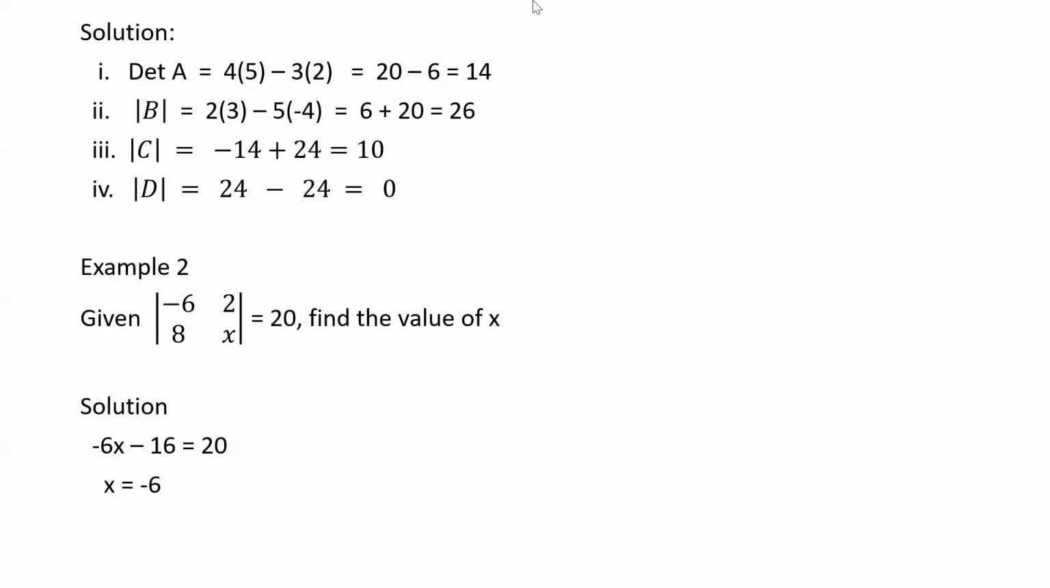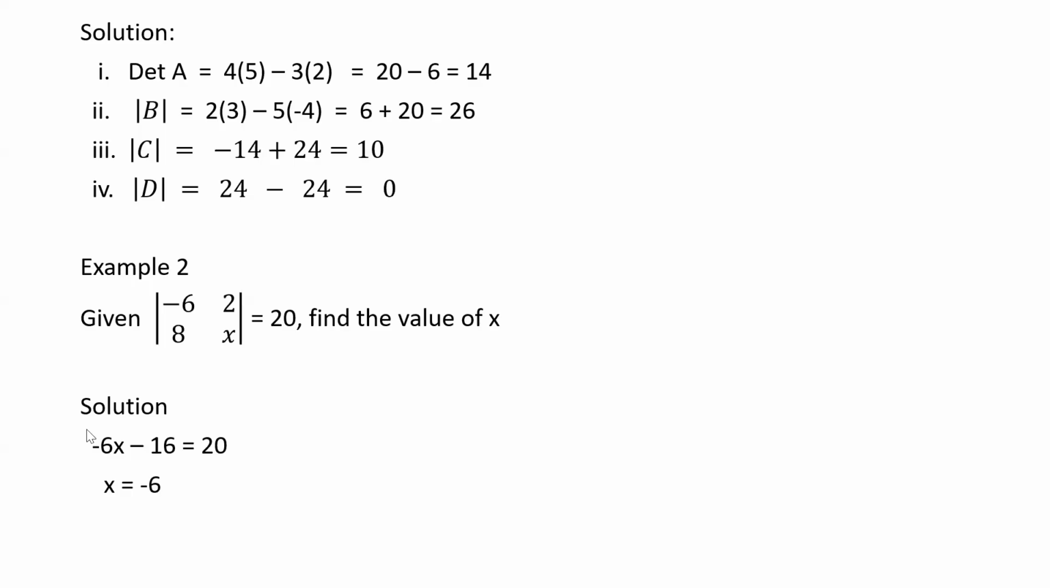So that's the solution for you. You see that you have 14 here, 26 here, 10 here, and 0 here. So let's see how we can now solve this equation. And from here, we go straight to the simultaneous equation.